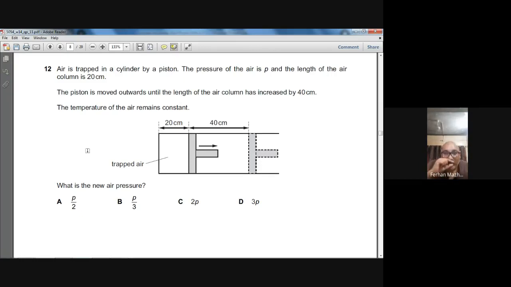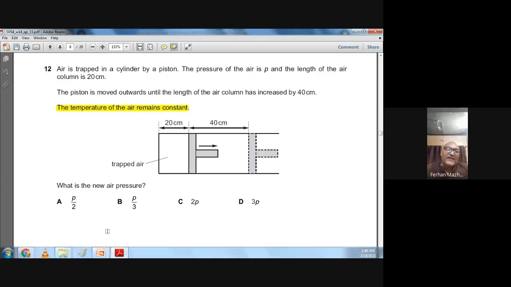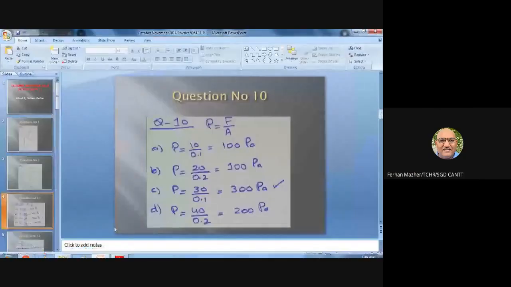One thing which you should know, because this is a cylinder, the volume of the cylinder is cross-sectional area multiplied by length of the air column. The volume of the air inside the cylinder can be found by the formula cross-sectional area multiplied by length of the air column. Here you see the temperature. He says the temperature of the gas remains constant. So I can apply the formula P1 V1 equals P2 V2. Let me show you my work.